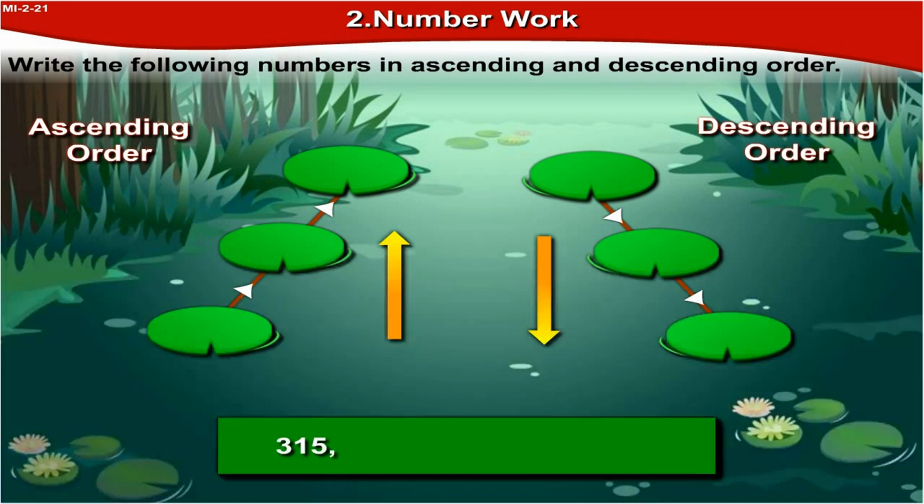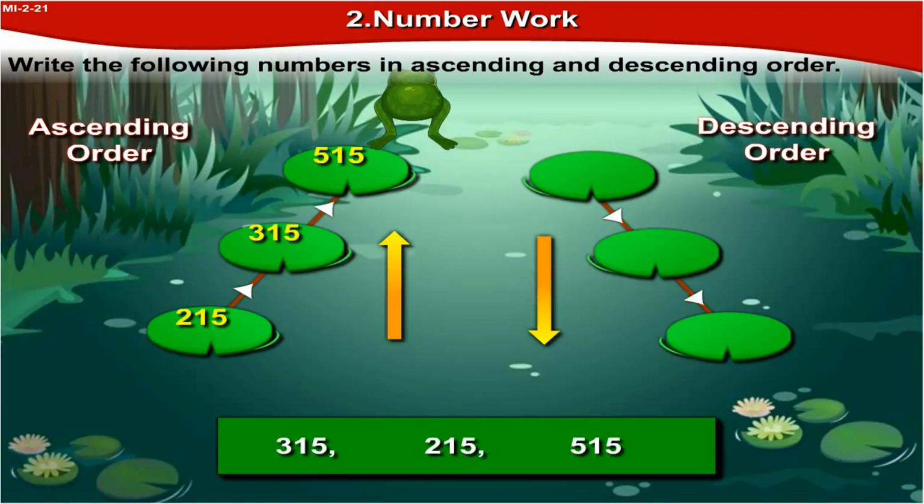Next is 315, 215, 515. The smallest number is 215 and the biggest number is 515. So the ascending order would be 215, 315, 515. Now the descending order would start with 515. So it would be 515, 315, 215.